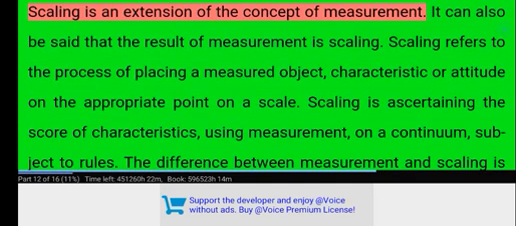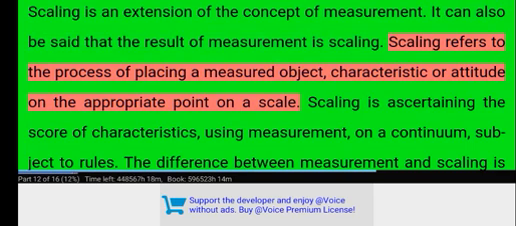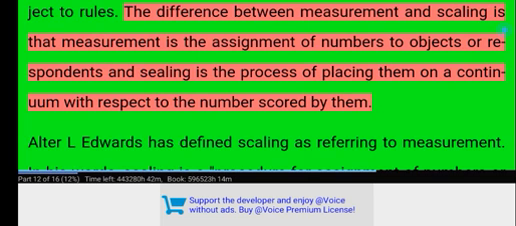Scaling is an extension of the concept of measurement. It can also be said that the result of measurement is scaling. Scaling refers to the process of placing a measured object, characteristic or attitude on the appropriate point on a scale. Scaling is ascertaining the score of characteristics, using measurement, on a continuum, subject to rules. The difference between measurement and scaling is that measurement is the assignment of numbers to objects or respondents and scaling is the process of placing them on a continuum with respect to the number scored by them.